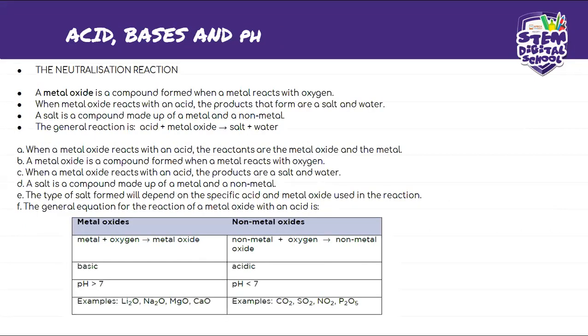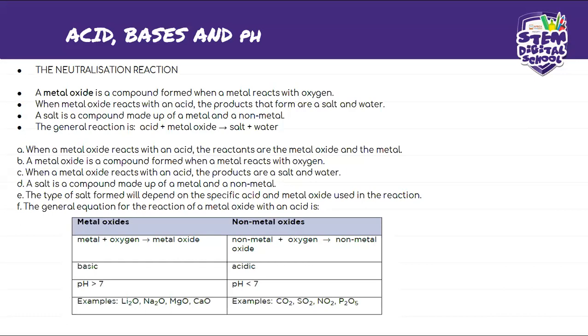Then we looked at various forms of neutralization reaction. You remember we said an acid can react with a metal oxide, and with a non-metal oxide, and with a metal carbonate. Okay, so let's look at the reaction between a metal oxide and an acid.